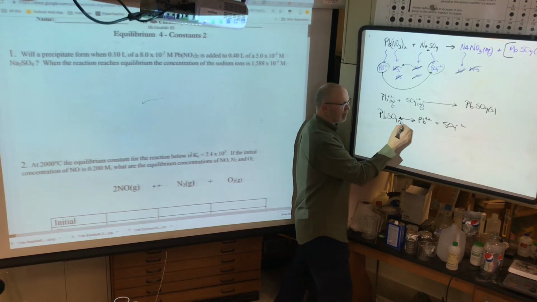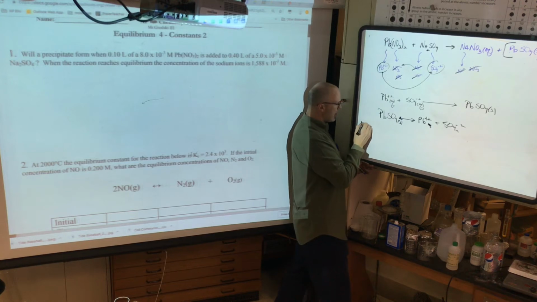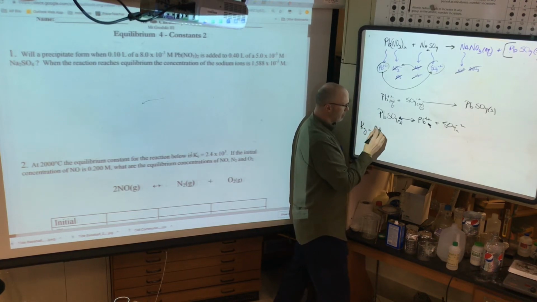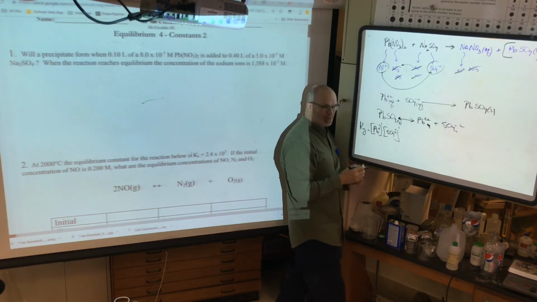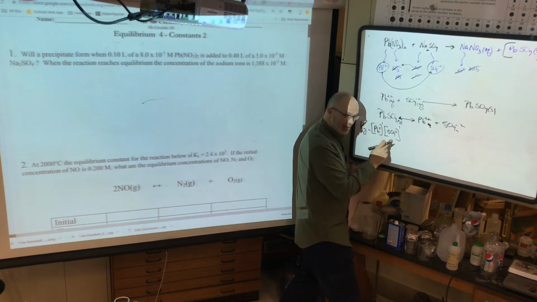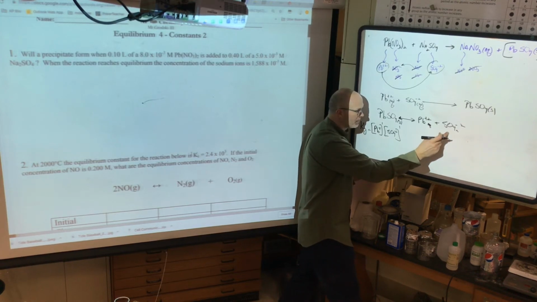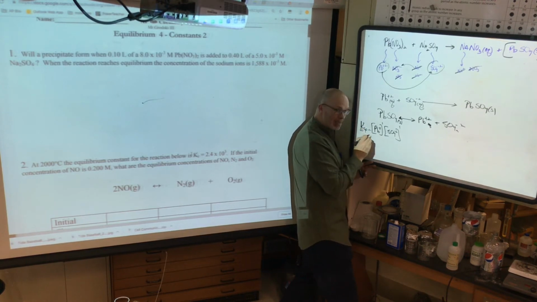Remember, this is a solid, right? This is aqueous, and this is aqueous. What's the equilibrium? K is equal to what? Pb plus 2, concentration to the first power, times what? SO4 minus 2 to the first power. Because this is really a product of the ions that come out, we call this a KSP. It's still a K, but it's speaking to that reaction.